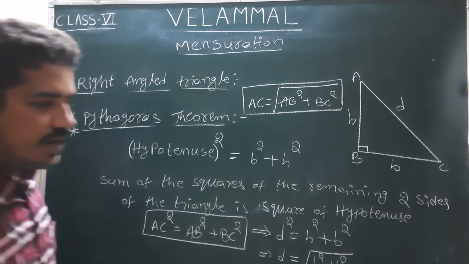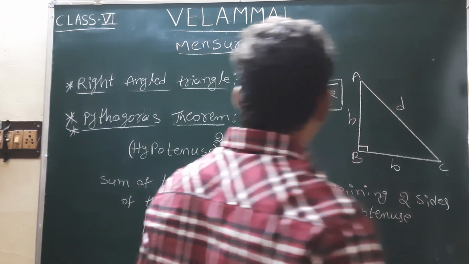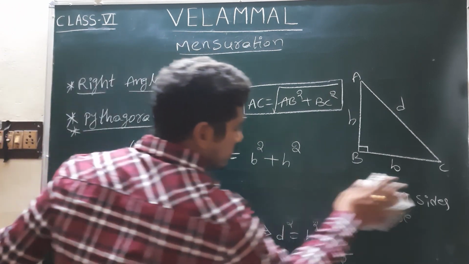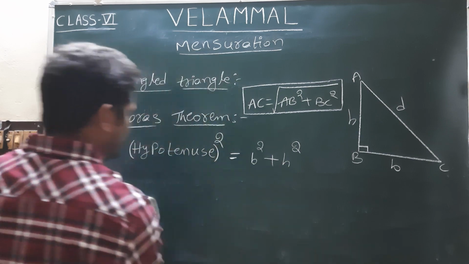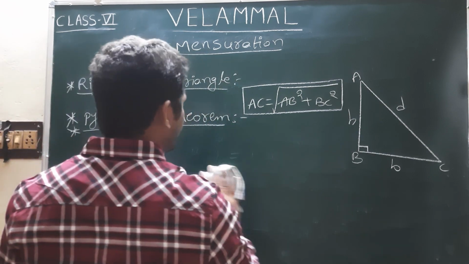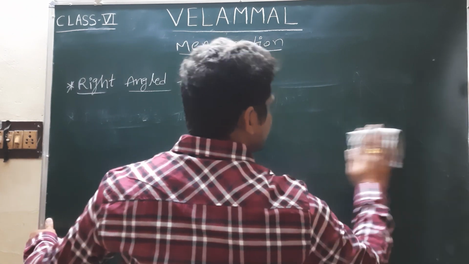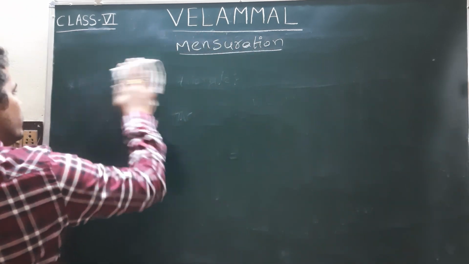So in the right angle triangle, the easiest thing is, if we know two sides, we can find the third side. Those problems we will discuss in the next classes. Okay, just remember what the Pythagoras theorem is.